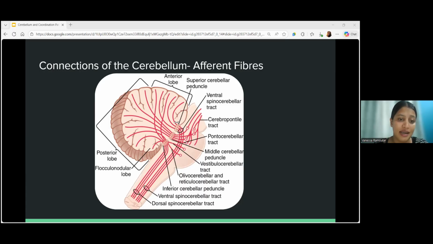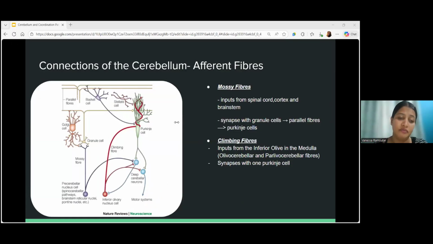The fibers are classified into 2 types. So they are climbing fibers and mossy fibers. Mossy fibers receive input from the spinal cord, cortex, and the brainstem, therefore constituting the bulk of the afferent fibers of the cerebellum. Each fiber ends in 30 to 40 terminal swellings called rosettes.